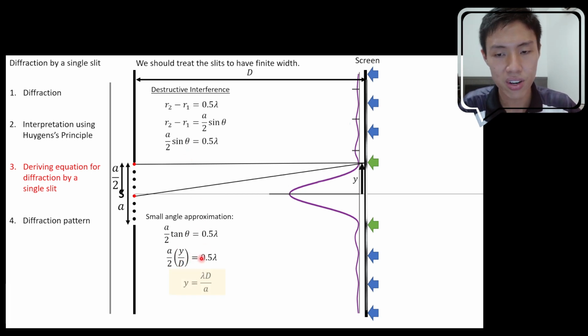Okay, so now if you rearrange it, we'll get y is equal to lambda D over a. So this distance here, y, can be expressed using the wavelength of the light that is passing through the slit, multiplied by the distance between the slit and the screen, divided by the width of the slit. Then you're able to get this y over here.